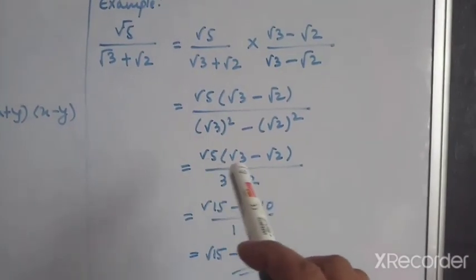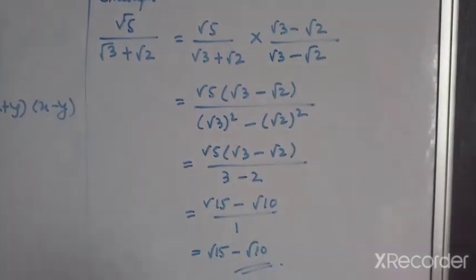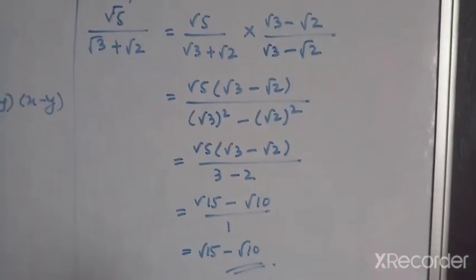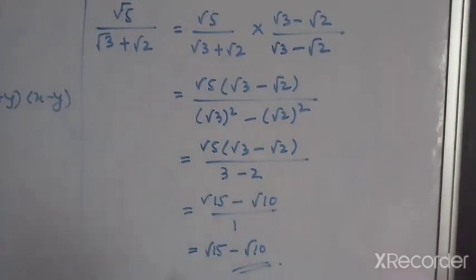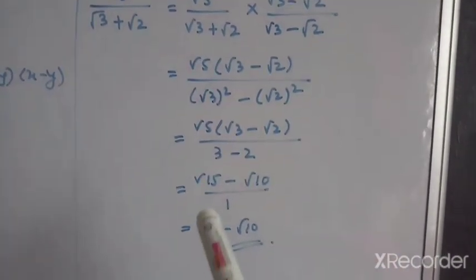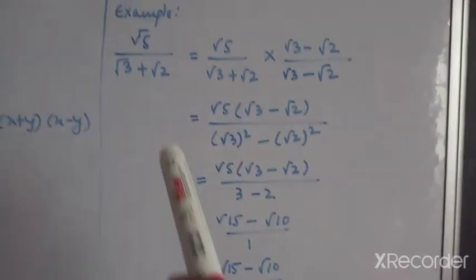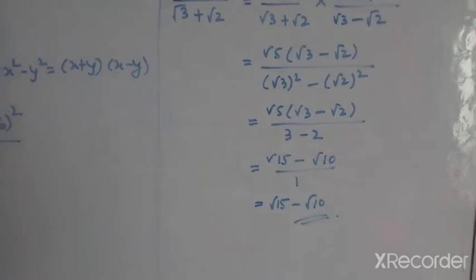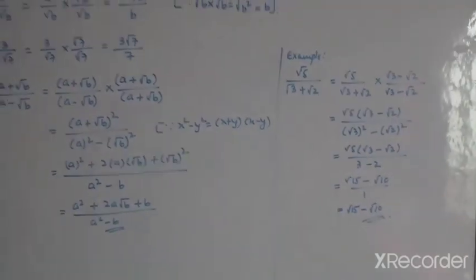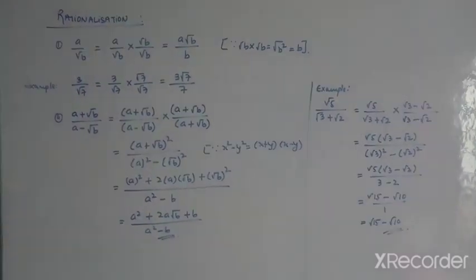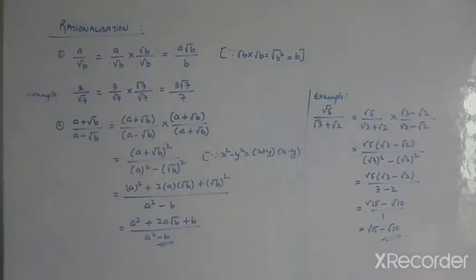Now you may multiply the numerator. Similar surds we can multiply, so root 5 into root 3 is root 15 and root 5 into root 2 is root 10. Only similar surds we can add and subtract, but we can multiply any surds. So finally after rationalization we get root 15 minus root 10. So these are some of the properties that you need to keep in mind in order to solve questions based on this chapter.